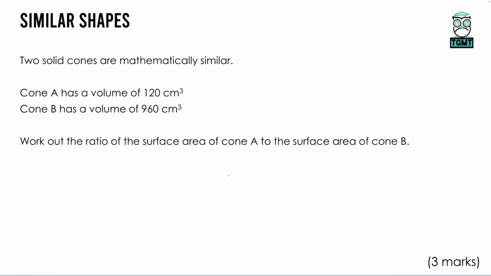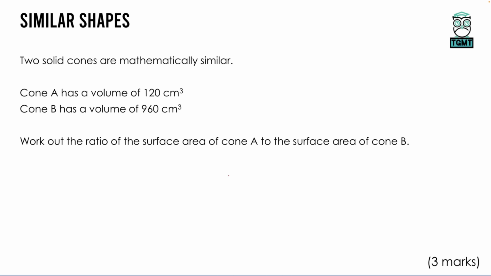For our next question, we have some similar shapes. It says here 2 solid cones are mathematically similar. Cone A has a volume of 120, cone B has a volume of 960. Work out the ratio of the surface area of cone A to the surface area of cone B.